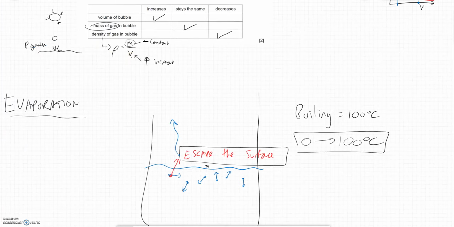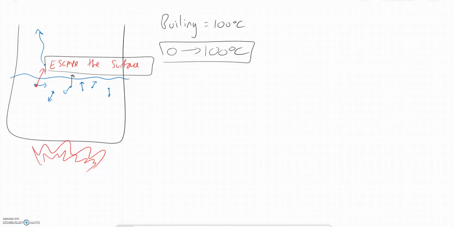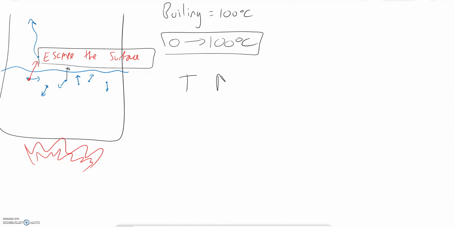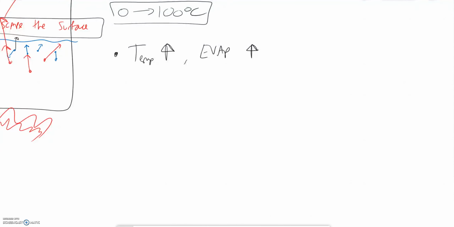Let's start with what happens with temperature. So as the temperature increases, so we make it warmer, well, more molecules are going to have enough energy, and then we talked about this a moment ago. More molecules are going to have enough energy to escape the surface. So the rate of evaporation is going to increase. So as the temperature increases, the rate of evaporation increases, and that's because more molecules have enough speed to escape the surface. Let's now think about in terms of surface area.